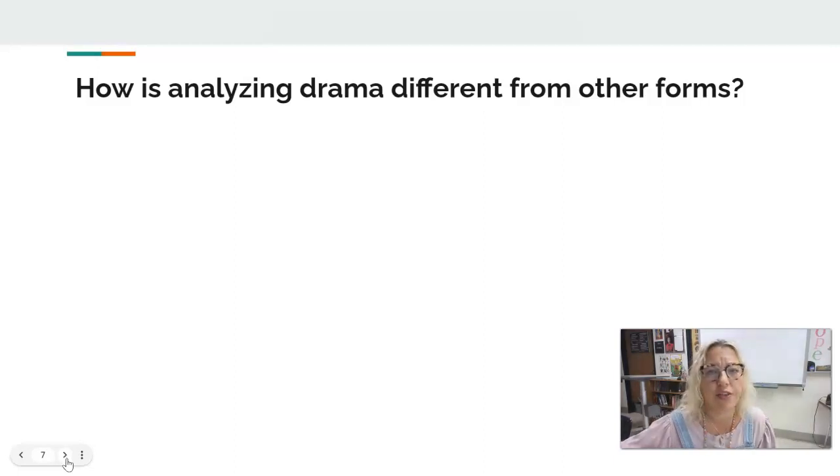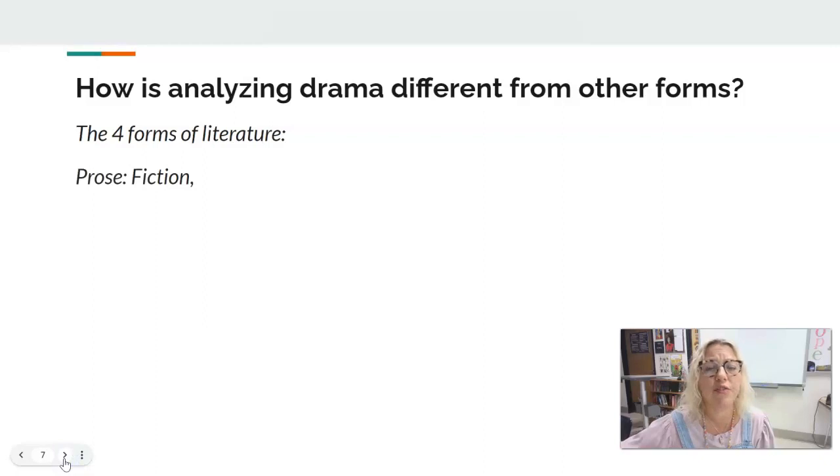Drama is also called theater, and it's one of the 4 forms of literature. According to IB, this is how IB categorizes literature. They call them forms, which are really large genres. We've got prose fiction, prose nonfiction, drama, which is theater, and then we also have poetry. So we will be studying all 4 forms this year. Right now, we are starting with drama.